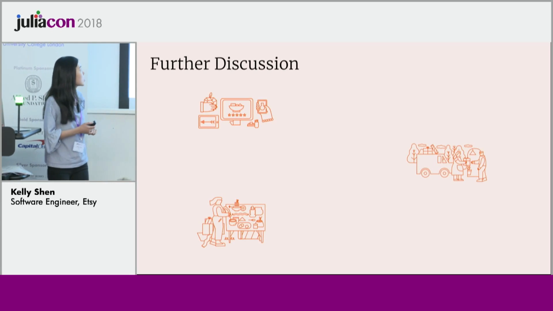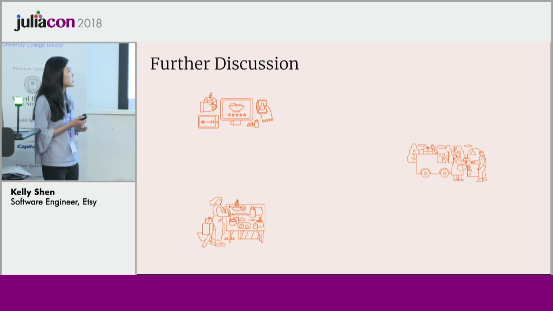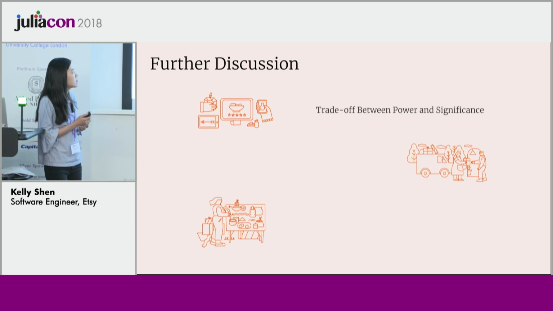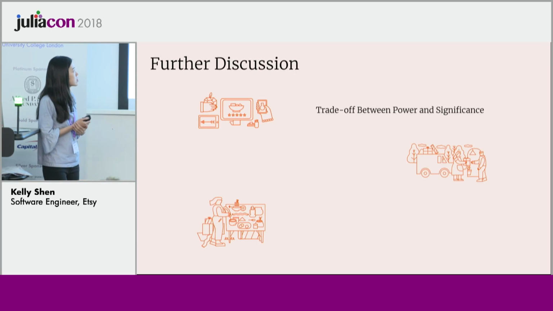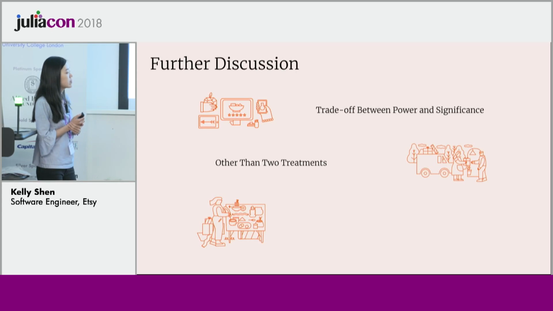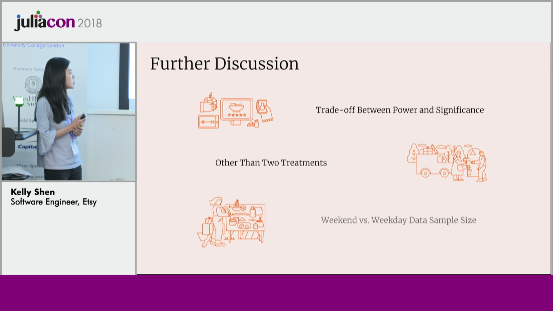Lastly, I don't really have time to go into this, but we did also consider some other issues. First, there is a trade-off between power and significance, because between false positives and false negatives, if we decrease the probability of one of them, the other increases. Also, we have experiments that have other than two treatments, for example, AA experiments and multivariate experiments. So we had to do some extra setup for those experiments.